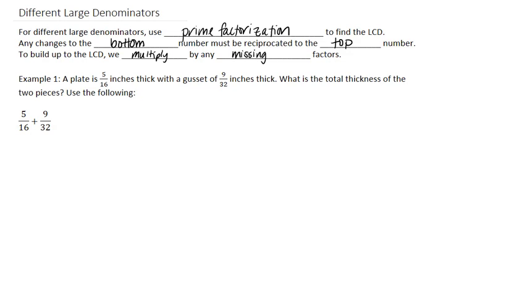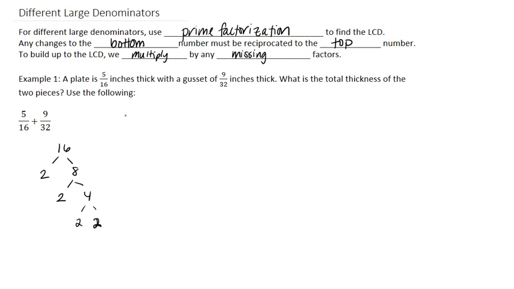So example 1: a plate is 5/16 inches thick with a gusset of 9/32 inches thick. What is the total thickness of the two pieces? We can see we have two fairly large denominators, 16 and 32. First, we figure out each prime factorization. 16 can be broken down into 2 and 8. 8 can be broken down into 2 and 4, and 4 into 2 and 2.